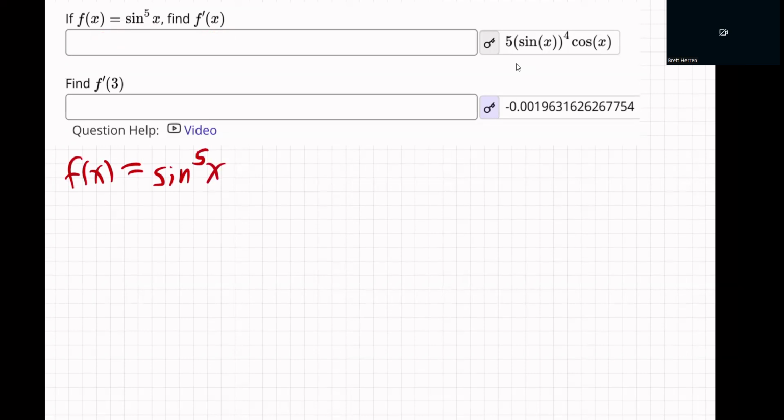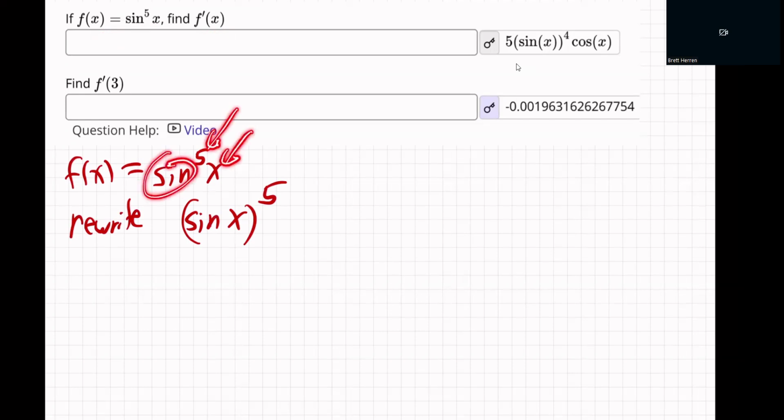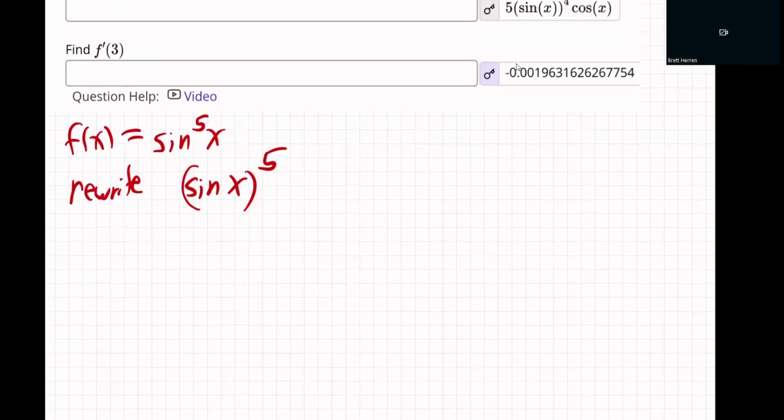Now, it's important to note, I'm going to rewrite it. This is not a derivative, it's a rewrite. This is sine of x to the fifth power. That's what that means. Notice the 5 is on the sine, it's not on the x. So that means the 5 is on the whole function. It's really outside of the whole thing.